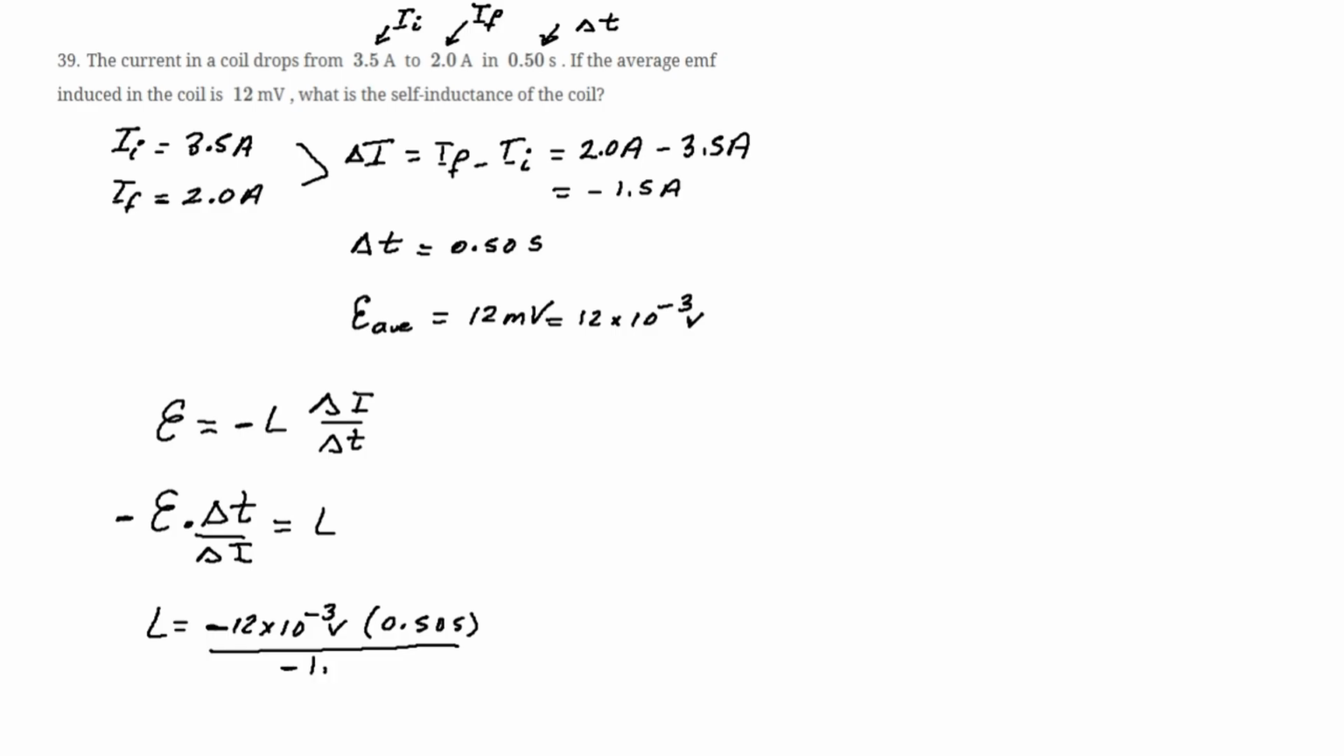And now when you calculate this, we get that this is equal to 4.0 times 10 to the negative 3 henry, which is the same as 4.0 millihenry. So the inductance, in this case, the self-inductance of the coil, is 4.0 millihenries.